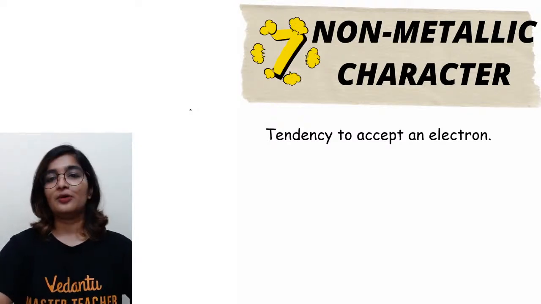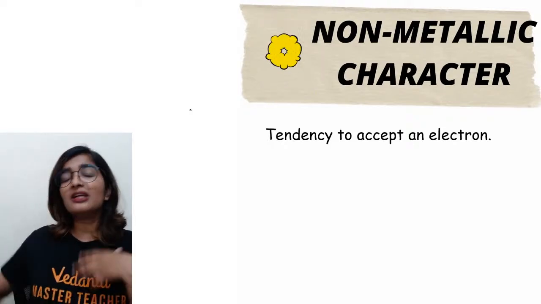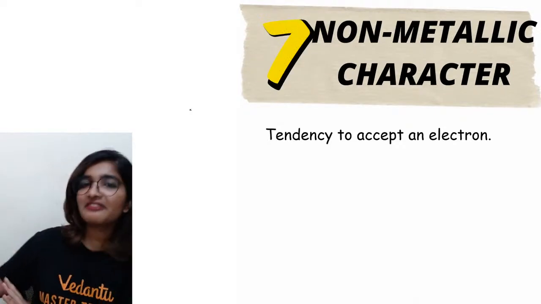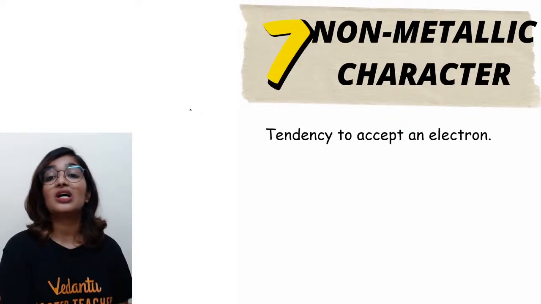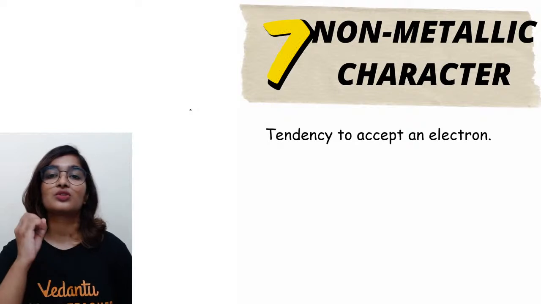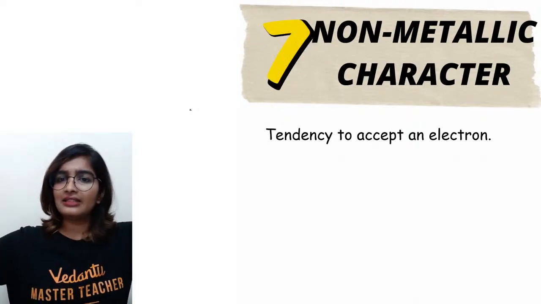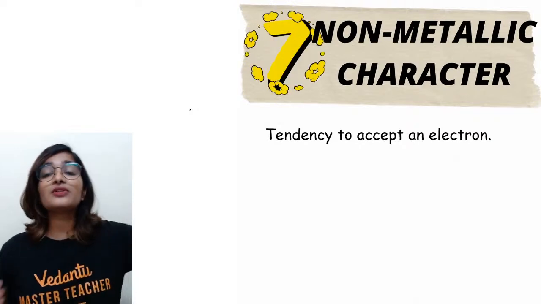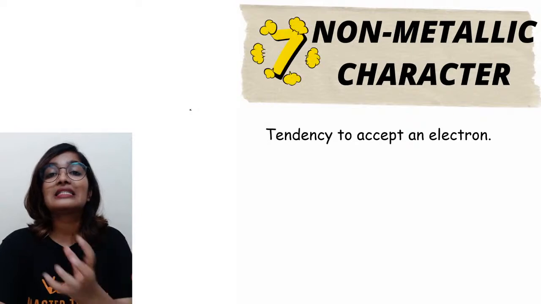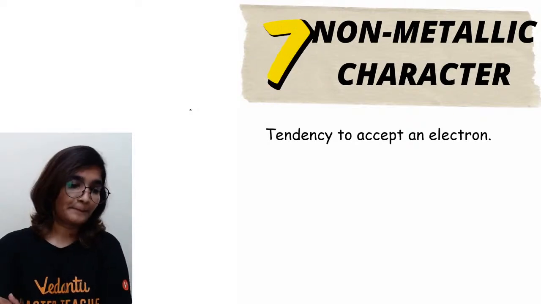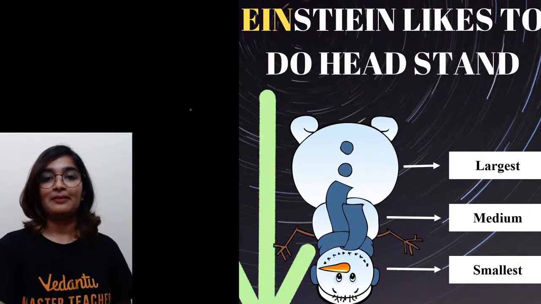So the next one is non-metallic character. In metallic character, the metals give electrons. In non-metallic character, the tendency of an atom to accept electrons is what is known as non-metallic character. They are opposites. Metallic character is the tendency to lose electrons, whereas non-metallic character is the tendency to accept an electron. Yes, it is necessary. It is very important.